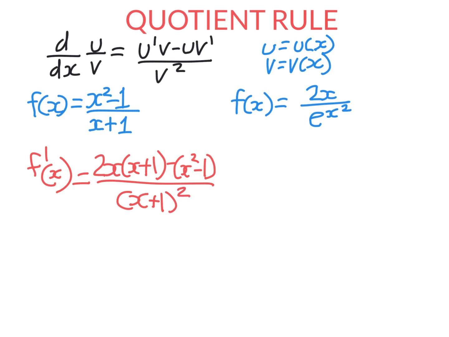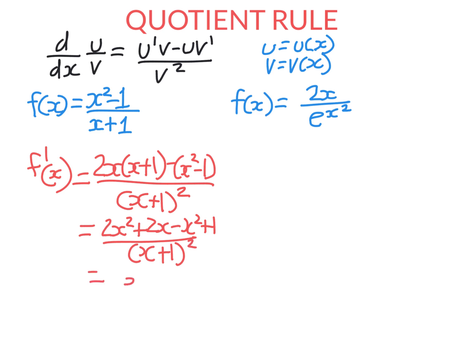So just see if you can simplify it. Sometimes you can, sometimes you can't. Expanding the top gives 2x squared, and then I get minus x squared plus 1 over (x plus 1) squared. Okay, so I can just collect like terms on the top. It's x squared plus 2x plus 1, all divided by (x plus 1) squared.